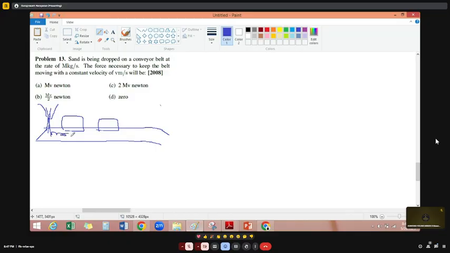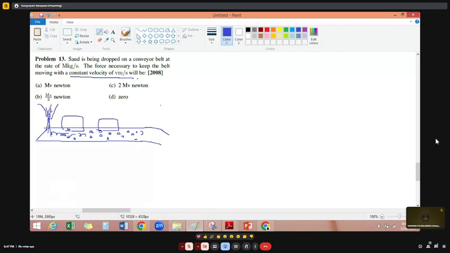So that means the sand will be adding some mass here. So as you can imagine, as you put more and more mass, the speed of the belt will reduce. But then read the question. The force necessary to keep the belt moving with a constant velocity of v meter per second will be.